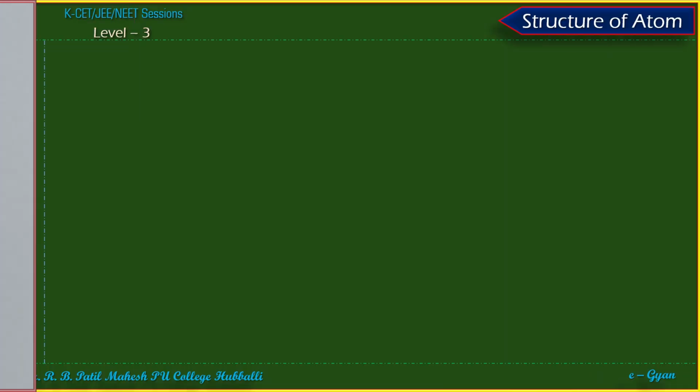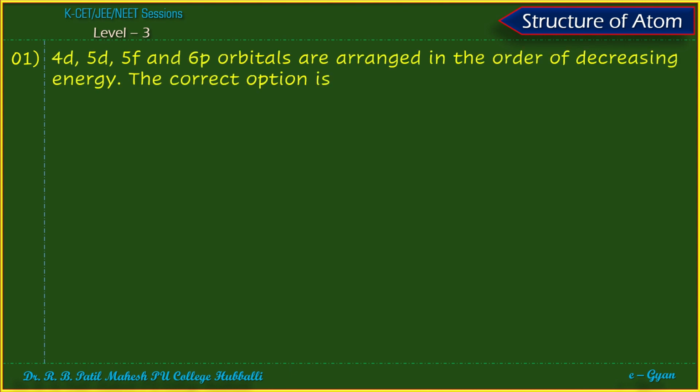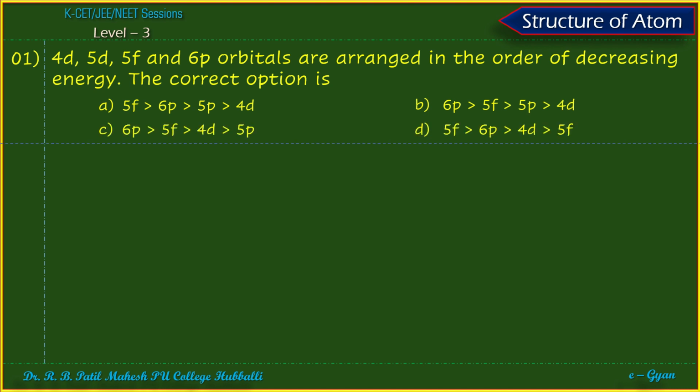Let us begin today's session with the first question. Question number 1. There are 4 orbitals given: 4d, 5d, 5f and 6p. Arrange them in the order of decreasing energy. The correct option is, there are 4 options given.